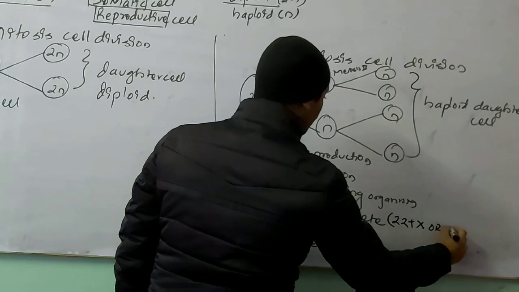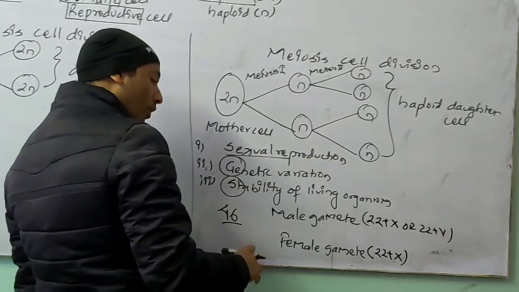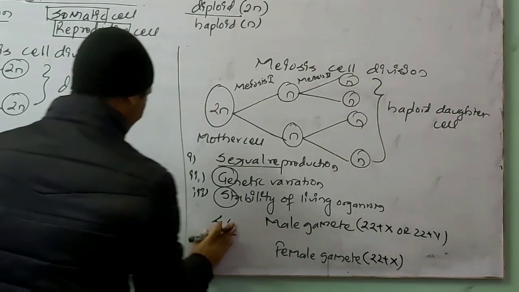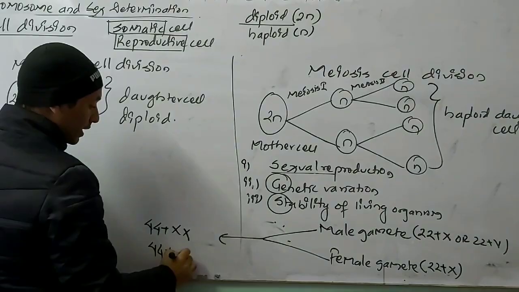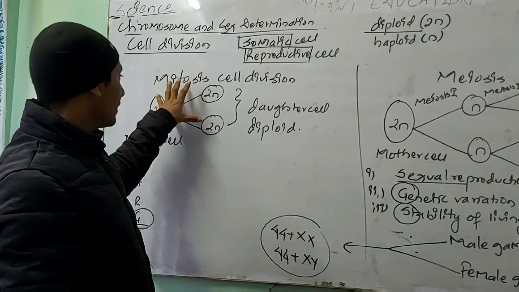Here how many chromosomes will be? 22 plus X. When they fuse with each other, then how many chromosomes will be formed? 46 chromosomes will be formed. Look here. It will be 22 plus 22, 44 plus XX or 44 plus XY. This gives the stability of living organism. If there is no meiosis cell division, then there is no stability of living organism. If there is only mitosis cell division, there will not be haploid gametes.